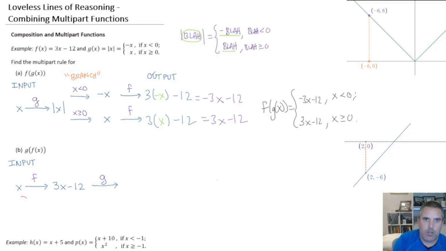So now we're going to play the same game. It's just we're going to put this into the absolute value. That's what's going in here. And that means all the things have to change. So the moment you plug into that, you branch. So every time you plug into a multipart function, you branch between two possibilities. Now in this case, the possibilities are going to be if 3x minus 12 is negative, or if 3x minus 12 is positive.